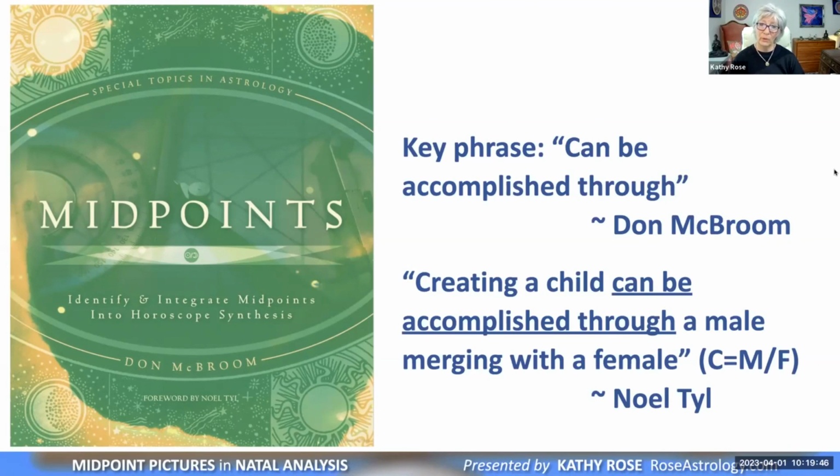But Noel wrote the foreword for this book. And I thought it was very clever because Noel said, here's how you can use the phrase: creating a child can be accomplished through a male merging with a female. And if you were to notate that, it would be C for child, equals, can be accomplished through, M for male, F for female with the diagonal slash. It's brilliant, right? So this is how I started to really get midpoints quickly and profoundly. And I hope that helps you.